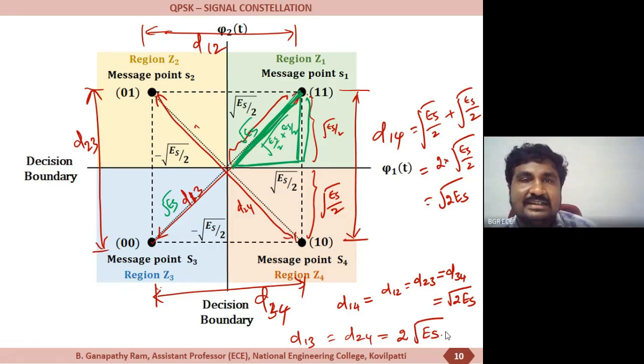Hence, the adjacent coordinates of the signal constellation are nearly located, whereas the constellation message points which are in opposite quadrants are located far away. That is why, even if the noise is very high, there is very low probability of having an error in both the bits.